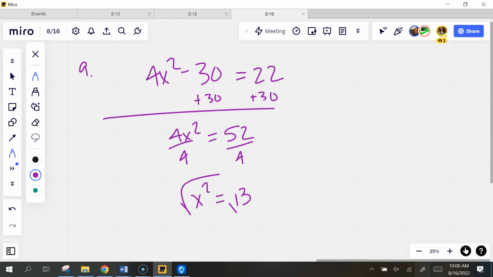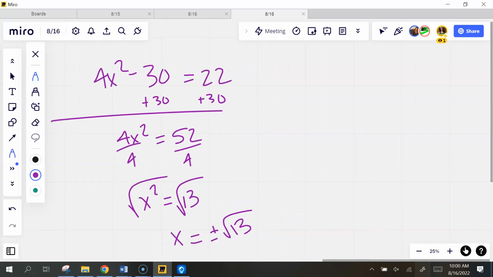Take the square root. I can't divide 13 by 13's prime, so I leave it as square root of 13, with the plus or minus. Sure. Number 5.